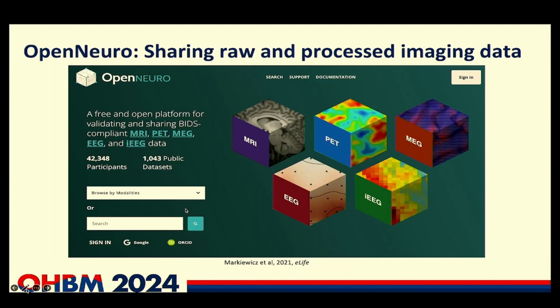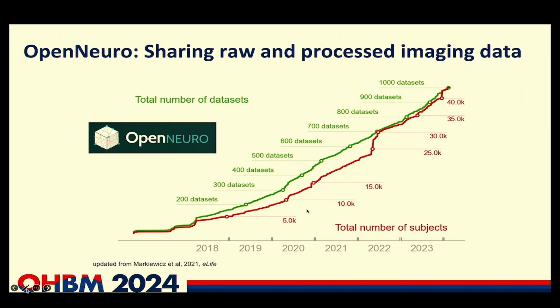One of the tools that is really increasing in the number of data sets being deposited is a site named OpenNeuro, for sharing raw and processed imaging data. They've teamed up with different parts of the community, so they share MRI data, they share PET data now, MEG, EEG, and iEEG. Since the initiation of this database in 2018, it has really expanded a lot, and just recently, in late 2023, it also exceeded 1,000 data sets.